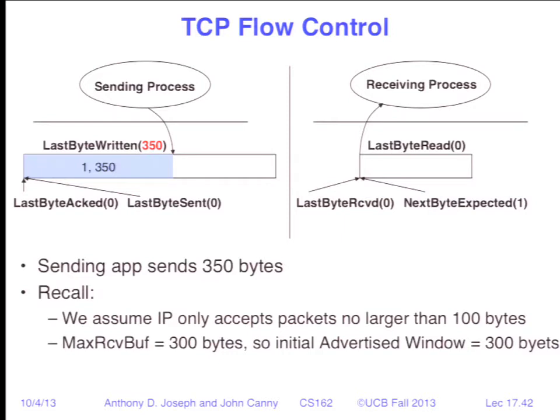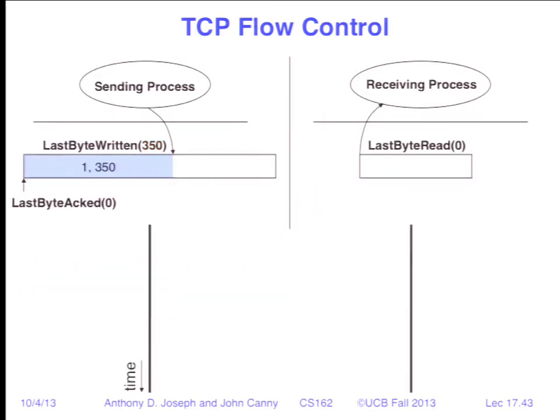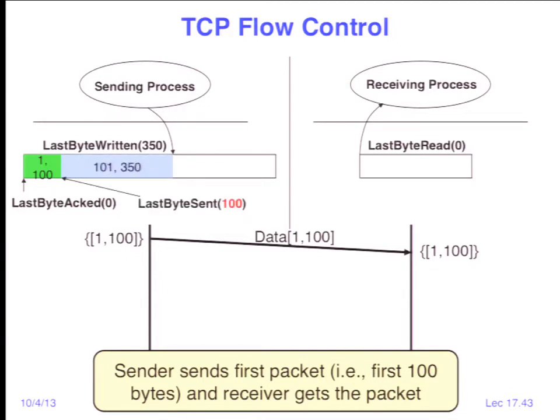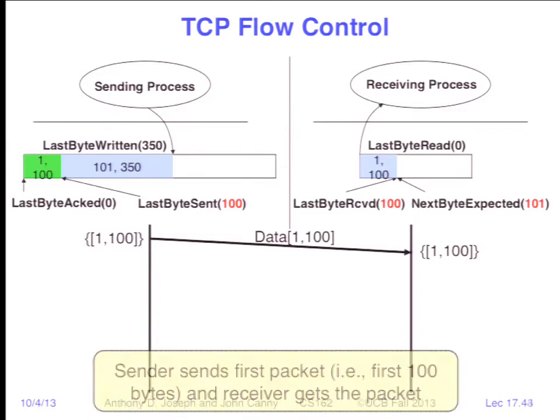Now we actually need to send them in the kernel. So first, we're going to send our first packet. All right? So our first packet goes out, and it's from 1 to 100. Now our last byte acknowledged is still 0, and our last byte sent is updated to 100. Right? Now it gets received here. Our last byte received becomes 100, because we got that in order.